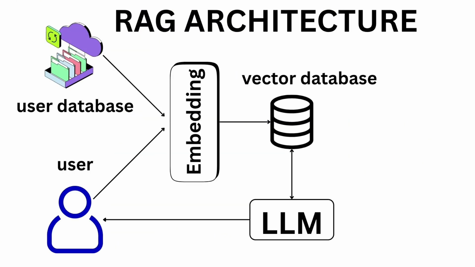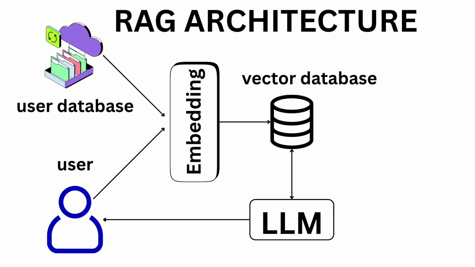To tackle these challenges, we use a RAG architecture in which all our user data, in the form of various files such as PDF files or blogs or whichever format we have, is provided as input to the embedding model. The function of this embedding model is to convert the text into numerical vectors, which are then stored in the vector database.